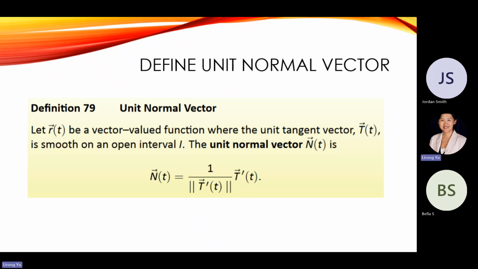Now, this definition is conceptually easy to understand. The division will make sure this is a unit vector. The T prime action takes advantage of the fact that the T vector itself is a unit vector. Therefore, T prime is naturally perpendicular to T. That would be the reason for the definition.